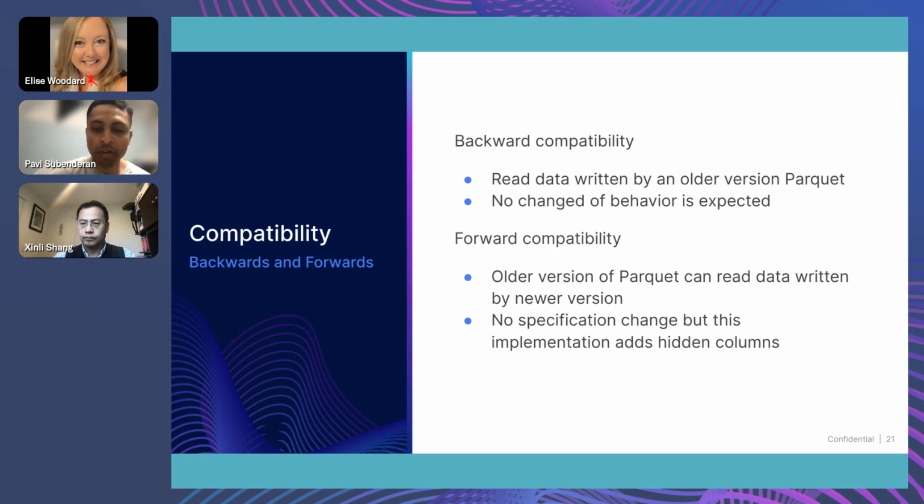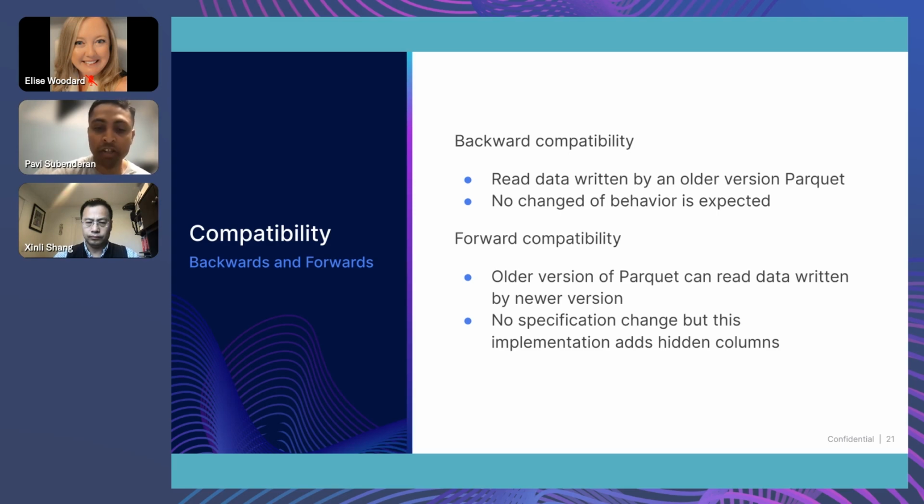Okay, one thing we quickly wanted to go over here is that it's important, when we release these kinds of cell encryption and column encryption features, that we're mindful of backwards and forwards compatibility. For backwards compatibility, the newer version, which will have this implementation, is able to still continue to read data written by older versions. So of course we maintain backwards compatibility and no change in behavior is expected.